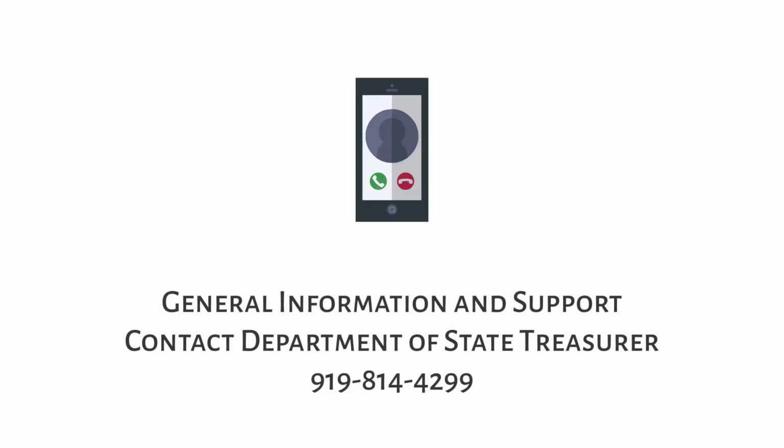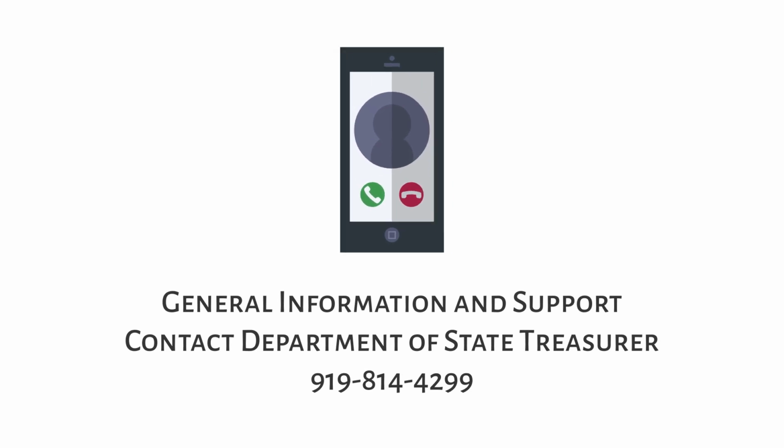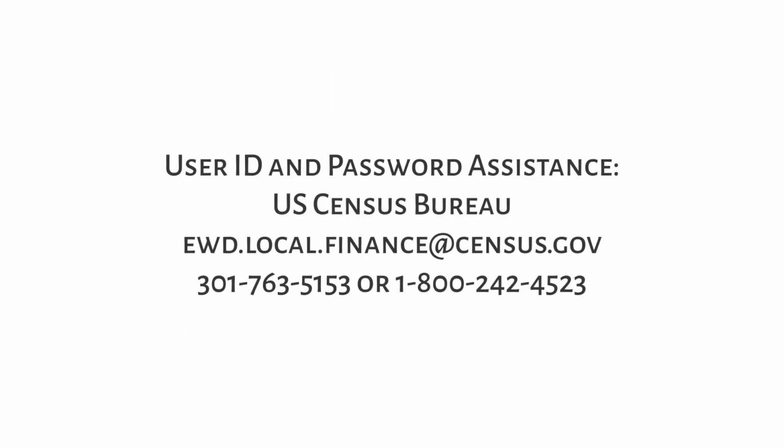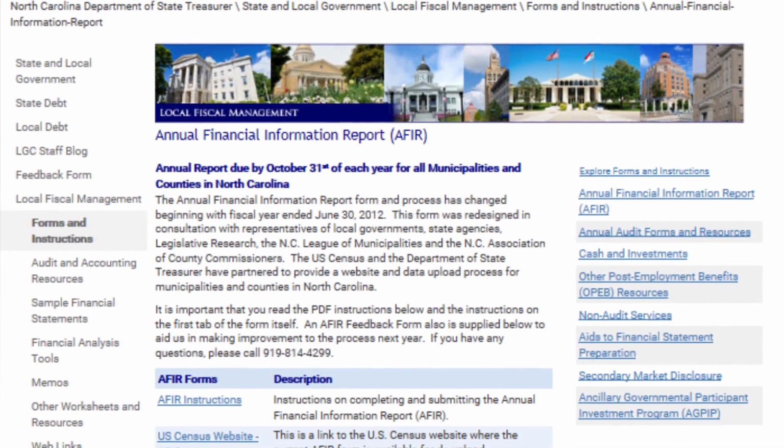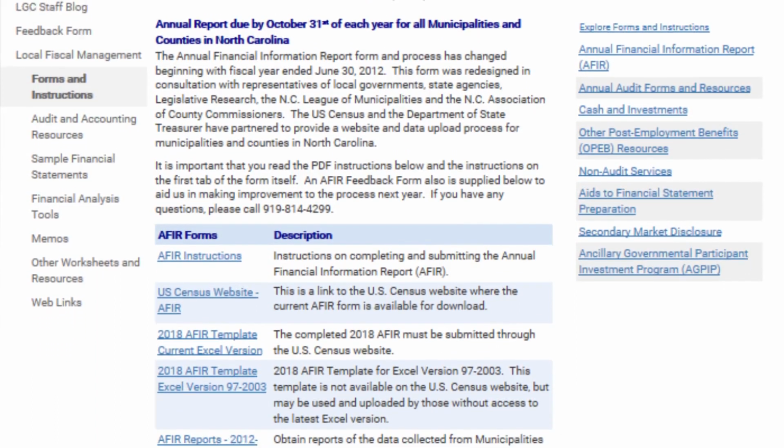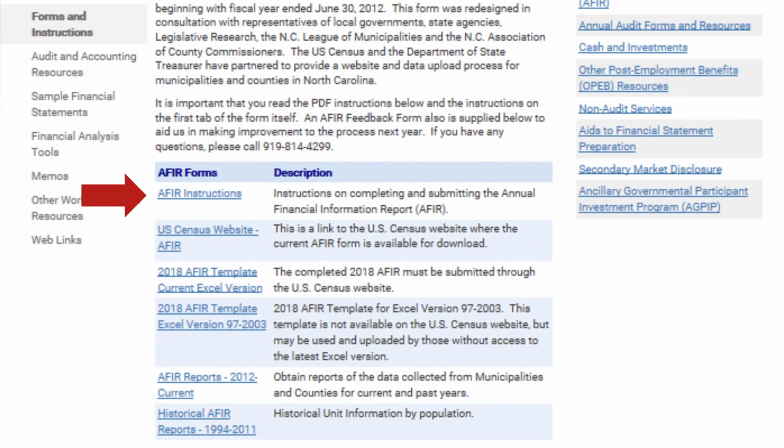If you need any assistance with downloading the template or completing your report, please contact Department of State Treasurer staff. For assistance with user IDs and passwords for the Census Bureau website, please contact Census Bureau staff. And remember, the Department of State Treasurer website contains instructions that we encourage you to print out and reference for assistance with the AFIR. The instructions also include a page of telephone numbers and email addresses for Census Bureau and Department of State Treasurer staff should you need any assistance.